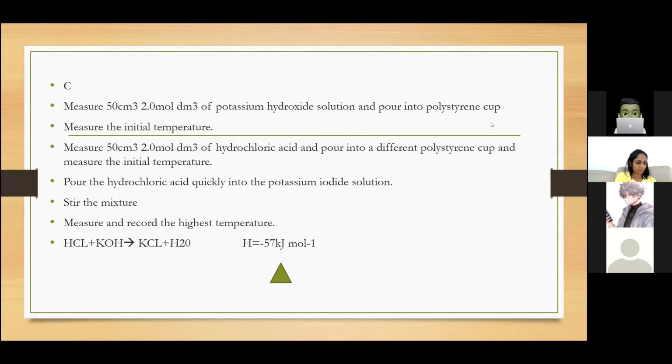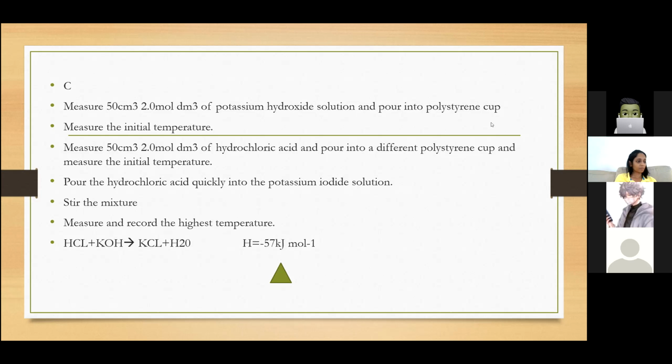For the procedure, first measure 50 cm³ of 2 mol/dm³ potassium hydroxide solution and pour it into a polystyrene cup and measure the initial temperature. One mark each. Good. Third, measure 50 cm³ of 2 mol/dm³ hydrochloric acid and pour it into a different polystyrene cup and measure the initial temperature. Correct. Fourth, pour the hydrochloric acid quickly into the potassium hydroxide solution. Correct. Then stir the mixture, and measure and record the highest temperature.